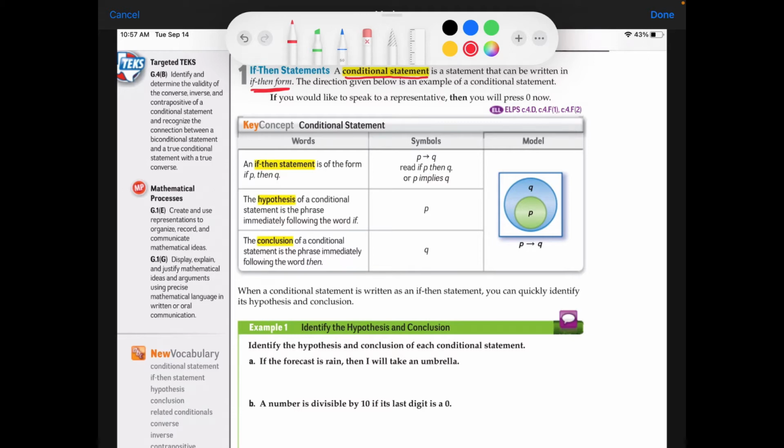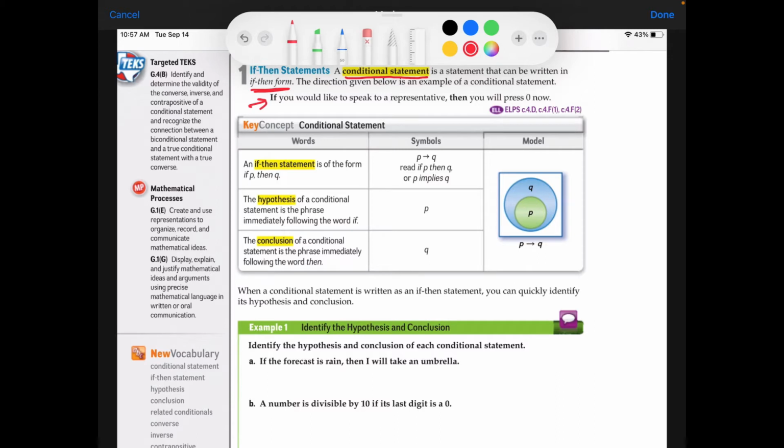Here's another example. If you would like to speak to a representative, then you will press 0 now. If I sleep in class, then I will miss important information. So these are some conditional statements, statements that have a condition for it.